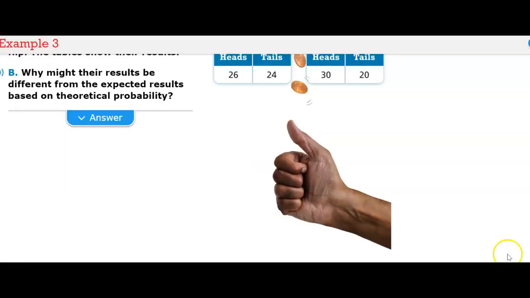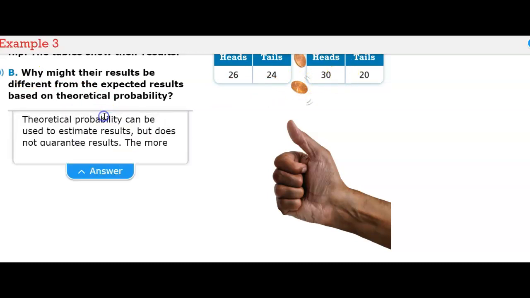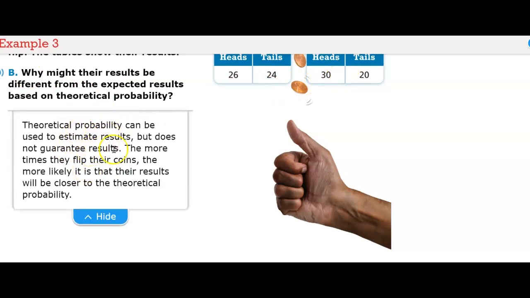So we look here, and it says, why might their results be different from the expected results based on the theoretical probability? Theoretical probability can be used to estimate results, but does not guarantee results. The more times they flip their coins, the more likely it is that their results will be closer to the theoretical probability.